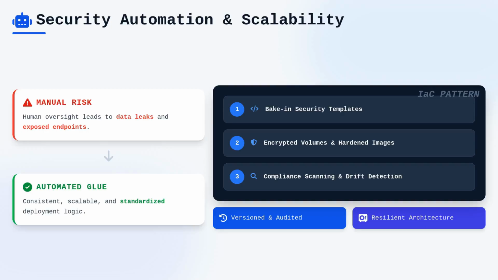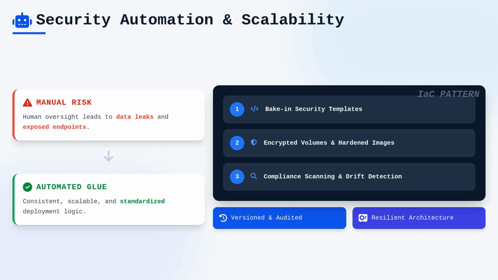Automation serves as the glue that keeps these security practices consistent and scalable across large-scale deployments. Manual configuration is inherently error-prone, and in the cloud, even a minor human oversight can lead to an unintended data leak or exposure of administrative endpoints. By adopting infrastructure as code patterns, we standardize our deployment logic, allowing us to bake security best practices, such as encrypted volumes, hardened machine images, and restricted network paths, directly into the template definition.